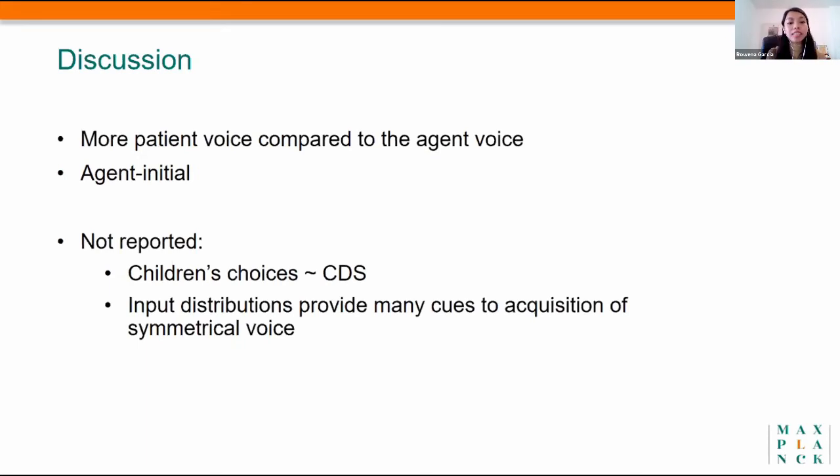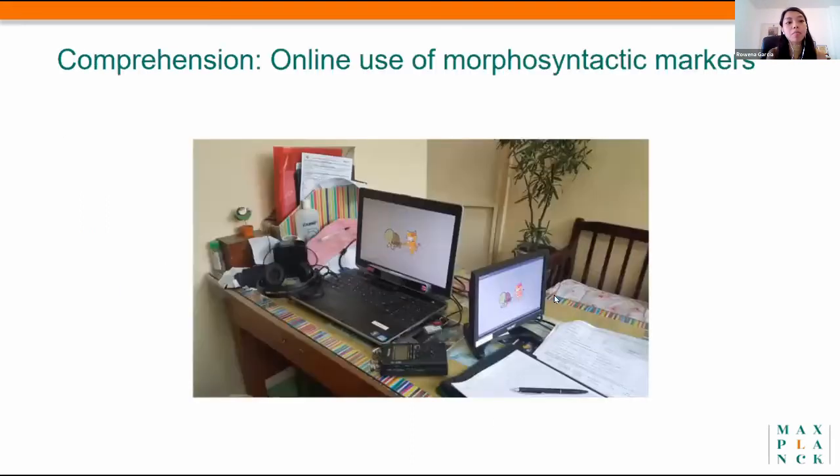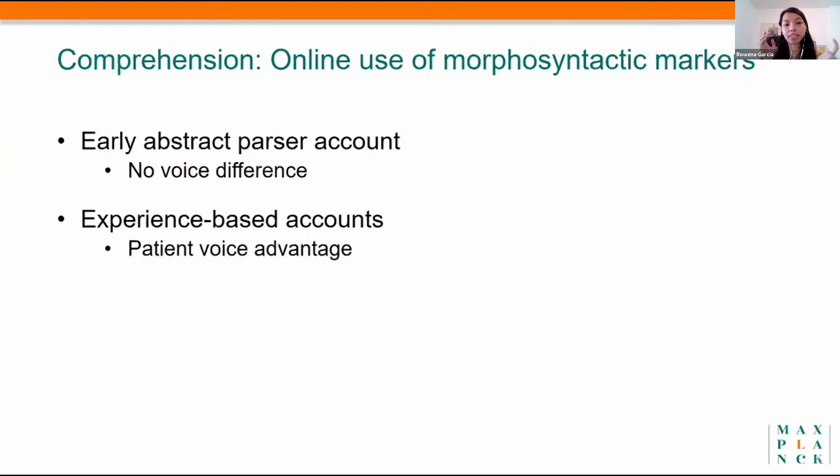So given these findings, let's take a look at our comprehension experiment. So here we were checking the online use of the morphosyntactic markers. So let's go back to the accounts. We think that the early abstract parser account would predict no voice difference. They should acquire knowledge of these structures early on and should be able to use them online. In contrast, for the experience-based accounts, we think that there would be a patient voice advantage given the higher frequency of the patient voice in the input.